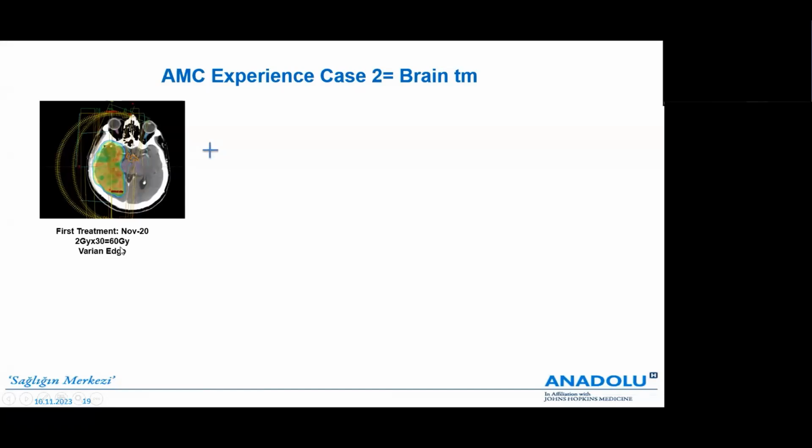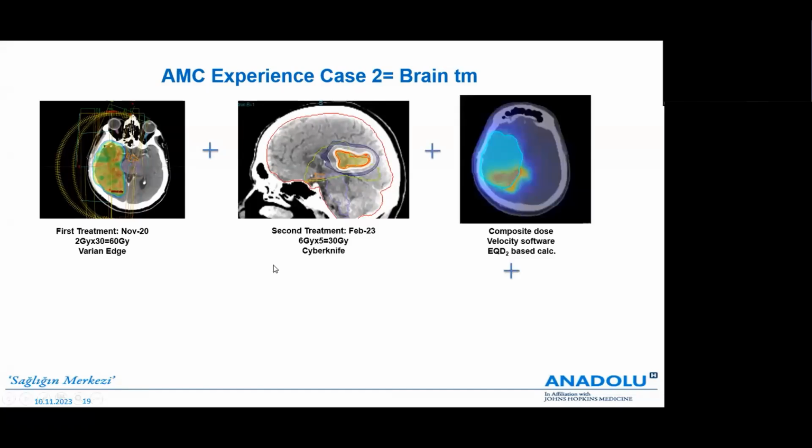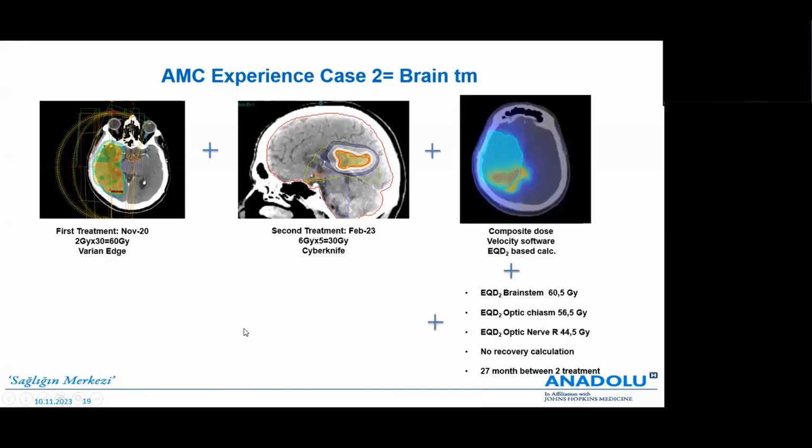So we gave 60 gray for the first one, and then, after 3 years, the patient came again to us with a local recurrence. We gave 5 times 6 gray with the CyberKnife, and then we composited those, as you see here, with Velocity again. And then there's a problem for the brainstem because the total dose is exceeding, and also the optic chiasm dose and optic nerve dose are very high.